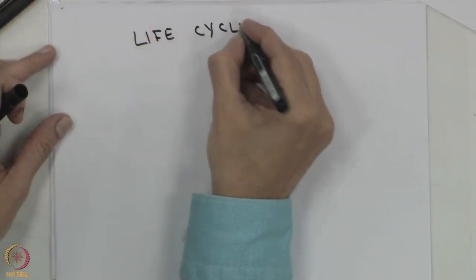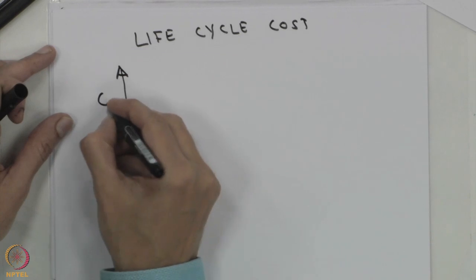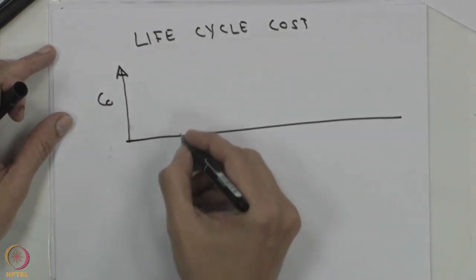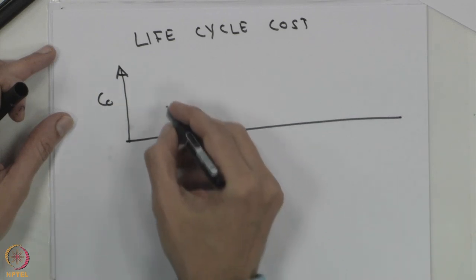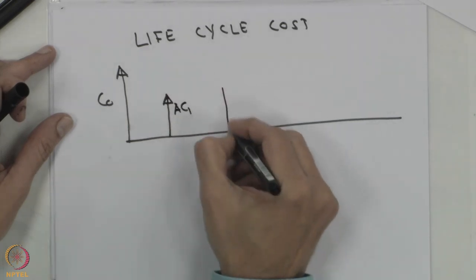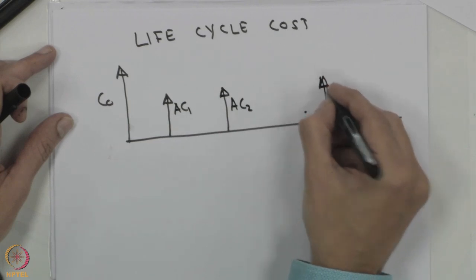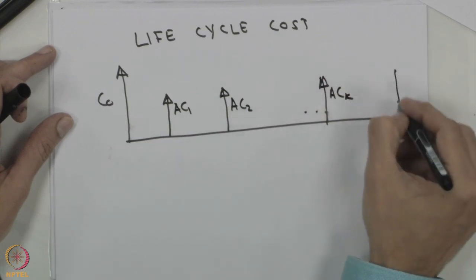So, let us move forward and now let us look at the next concept, which is the concept of the life cycle cost. In the case of life cycle cost, we are taking here the upfront cost C0 and then every year we have associated with it an annual cost. So, there will be an annual cost AC1, AC2, AC_k, AC_n.